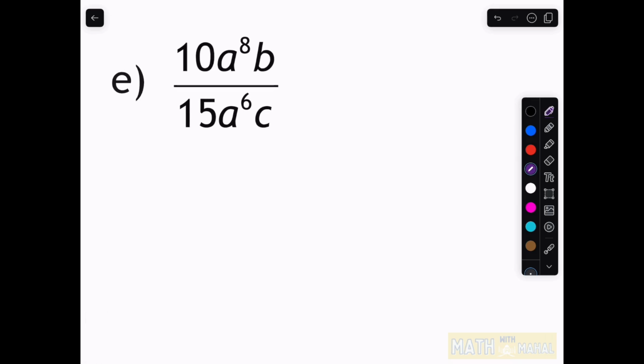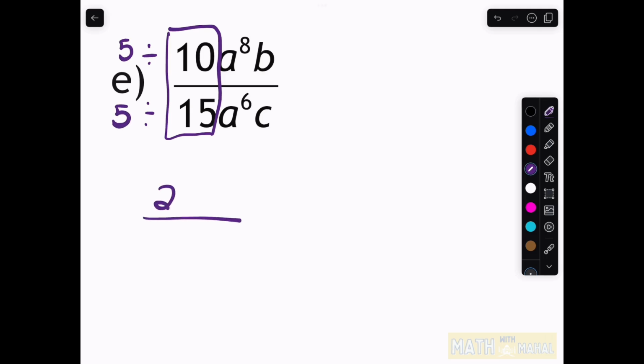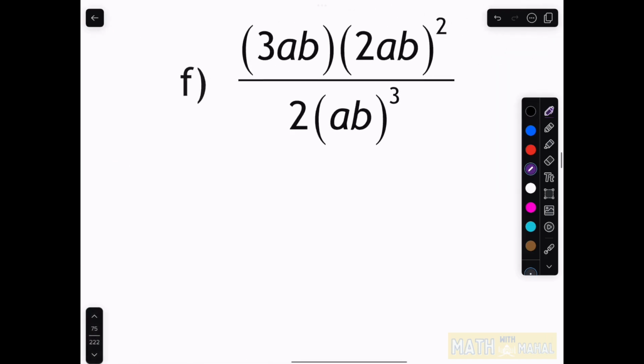Last two here. So the first thing I want to do with this is divide those. Now 10 cannot go into 15, but we can reduce both of them by dividing them by 5. So that leaves me with 2 over 3. And then our a's, we can subtract these exponents. So 8 take away 6 is 2. And then our b can hang out there, and our c can hang out there, and there's our answer.